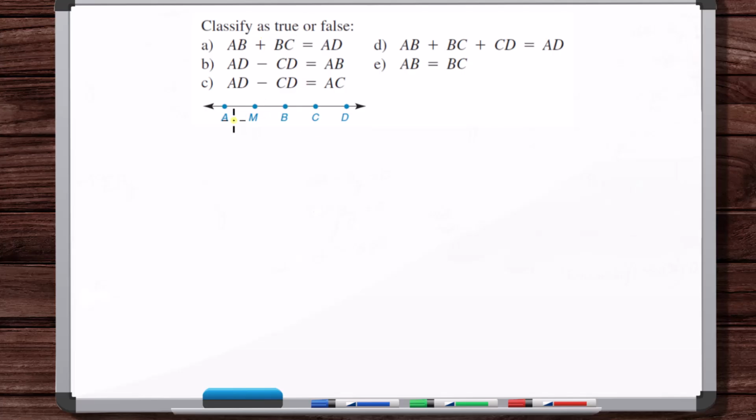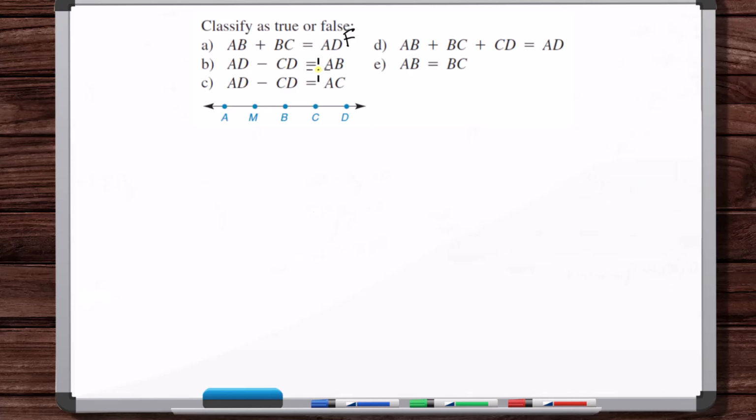Classify as true or false, looking at this reference here. AB plus BC is equal to AD. So AB plus BC is equal to AD. Yes, AB plus, oh no, I'm sorry, that's false. AB plus BC is equal to AC. So that's false, not AD.